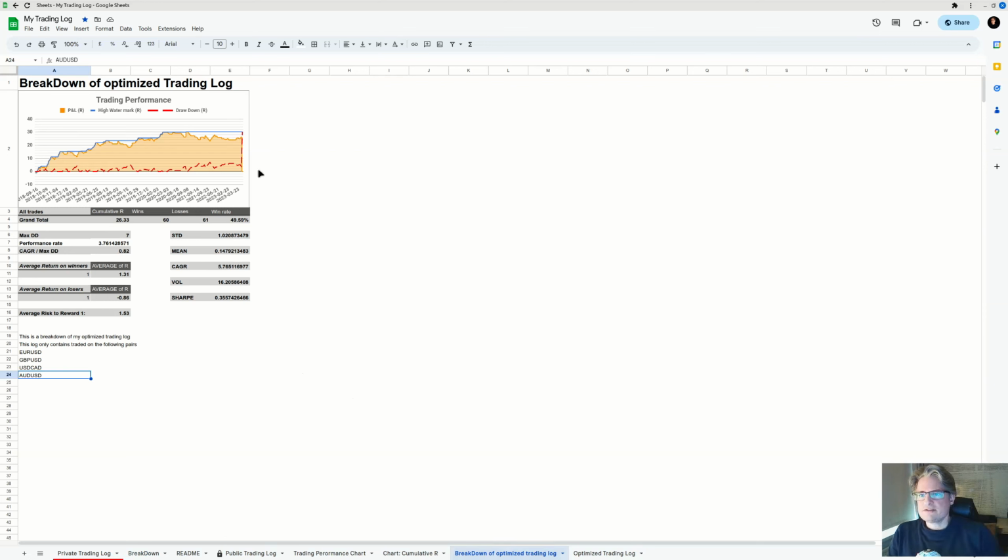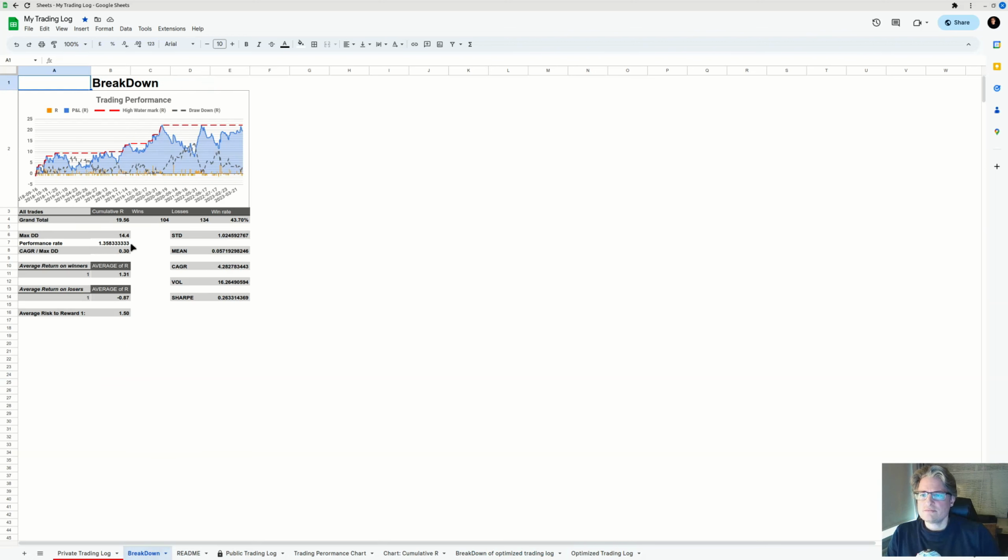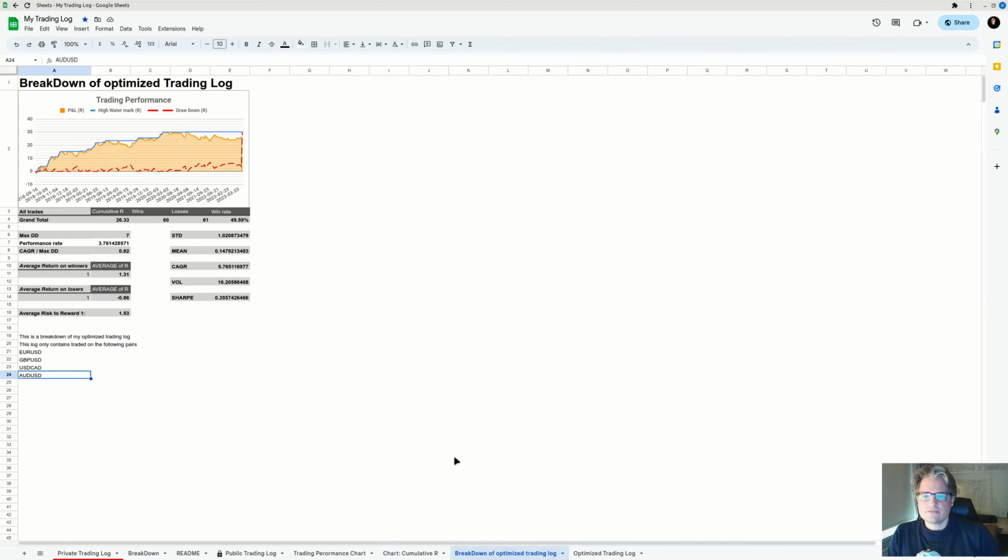Then you can see this is the breakdown, this is the chart. You can see the grand total is higher, it's 26R, the win rate is higher, the average risk to reward is slightly higher, but very important, the drawdown is much lower, and you can see that in the graph here. It's much more smooth going up. So if you compare it to the other one here, you can see large up and down swings, and here it's much smoother. So how did I do this?